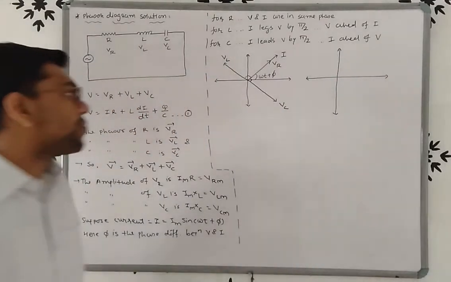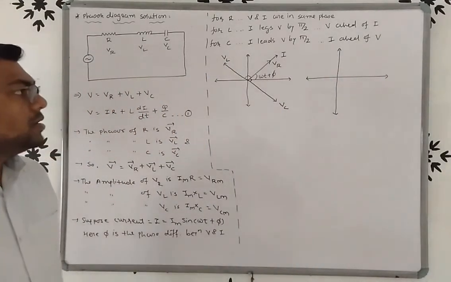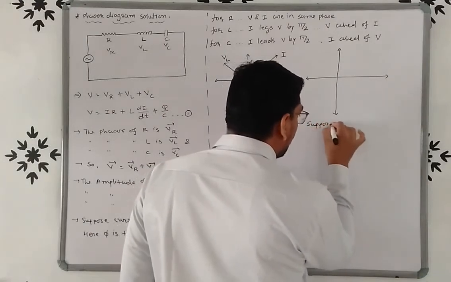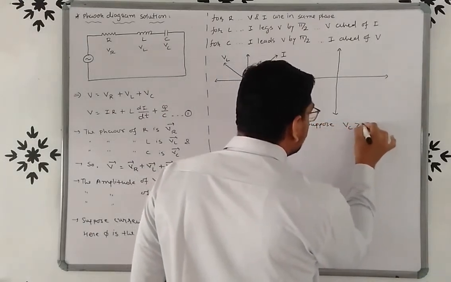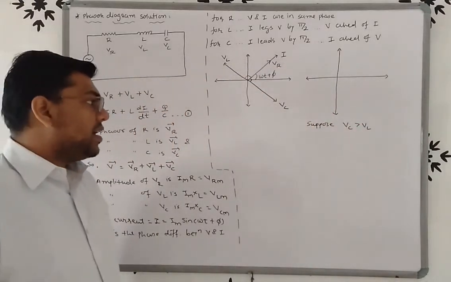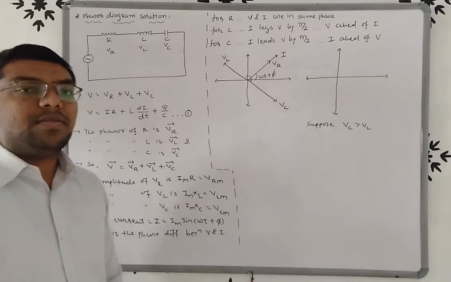Now suppose VC is greater than VL. Here we consider one case, right? VC is greater than VL.